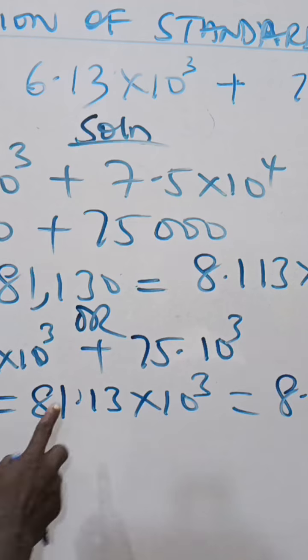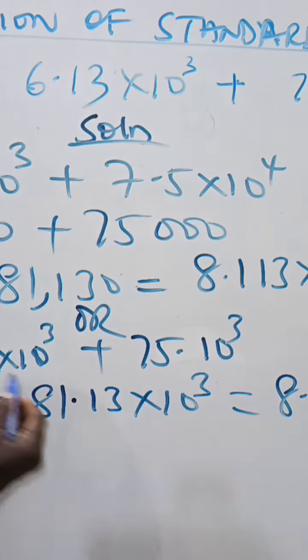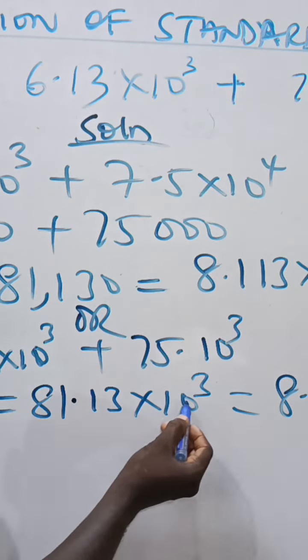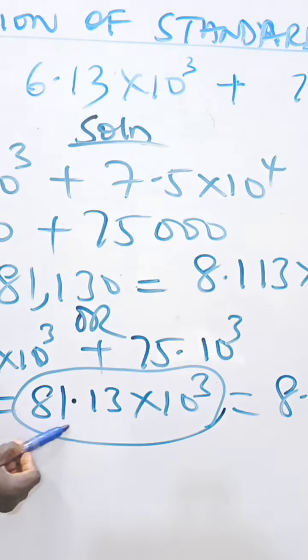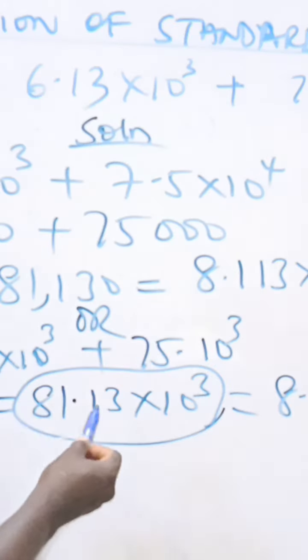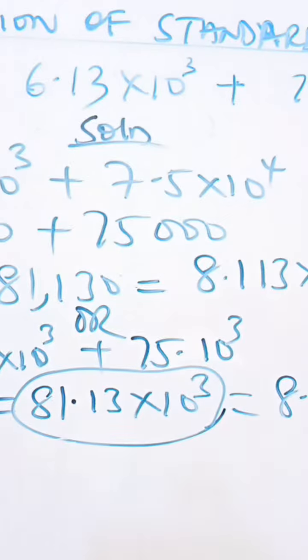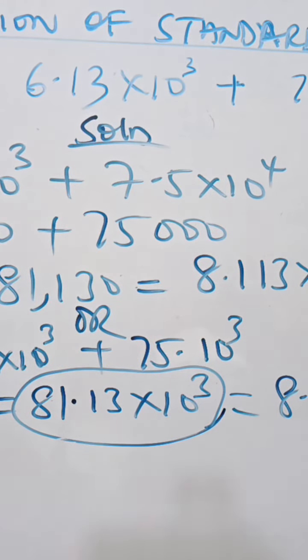Because what you have here, 81.13 times 10 raised to 3, is not standard form. This is not standard form, because the number here must be between 1 and 10. So I will need to shift this backward until I get a value that is between 1 and 10.